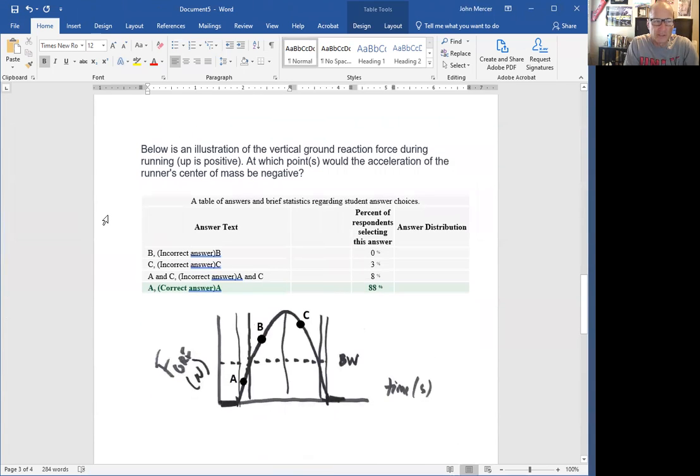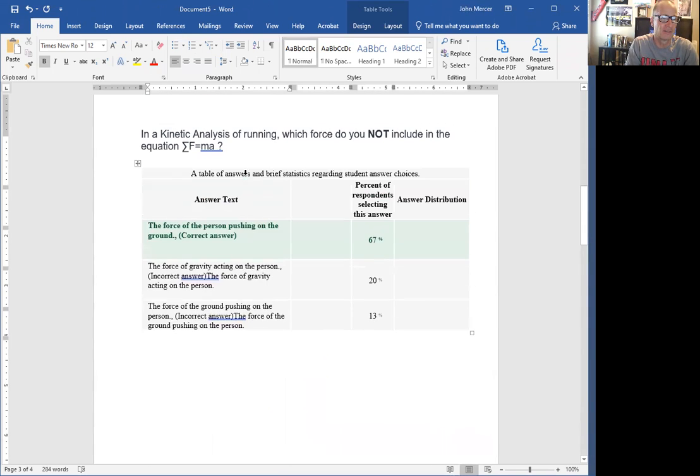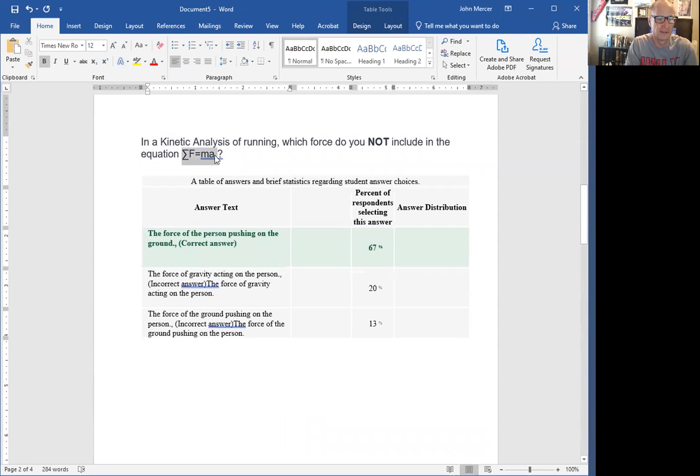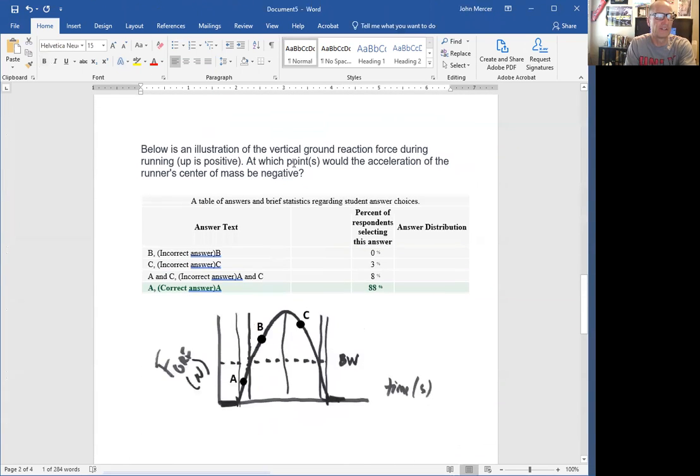Okay, next question. Below is an illustration of the vertical ground reaction force during running. Up is positive. At which point or points would the acceleration of the runner's center of mass be negative? Right, so this sort of goes back to still using this equation here. Let me copy and put it down here.